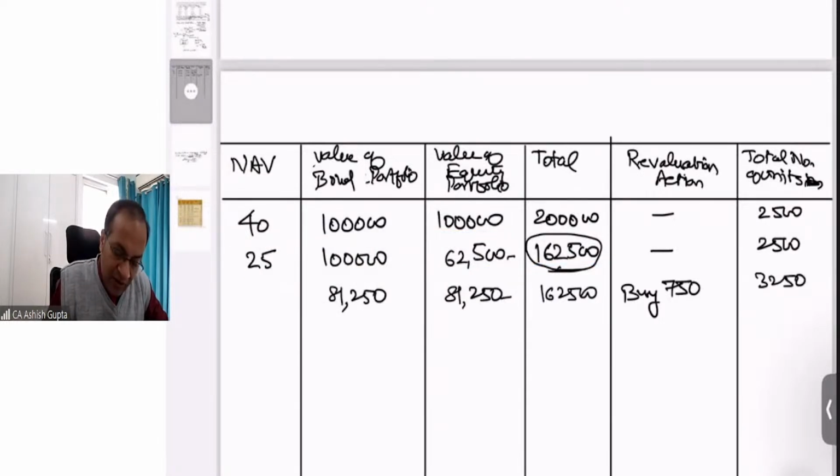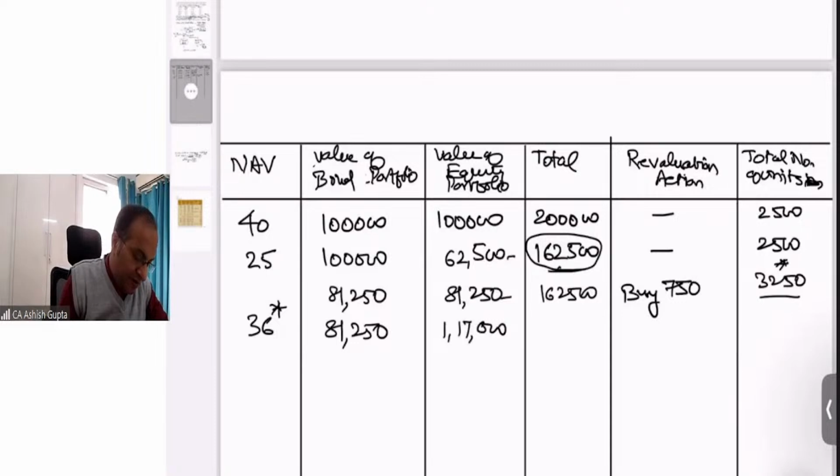Student, now we come to price 36. Here my bond value will remain the same. My units are 3250, and I multiply this with 36. The value comes to 1,17,000. Then the total portfolio value comes.